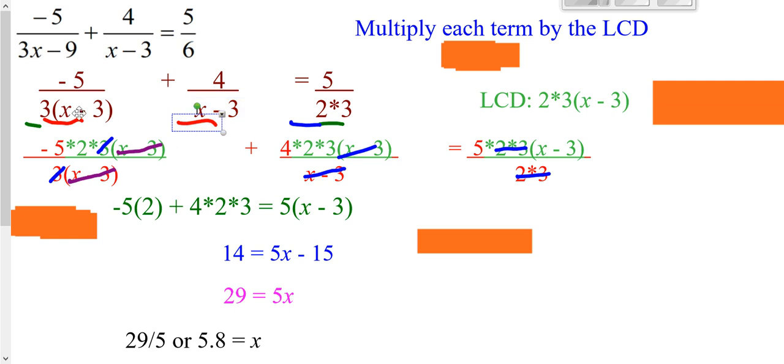Or if x was 3 over here. But we did not get 3 for your answer, so we know this answer works. If we did get x to be 3, that would be referred to as an extraneous solution.